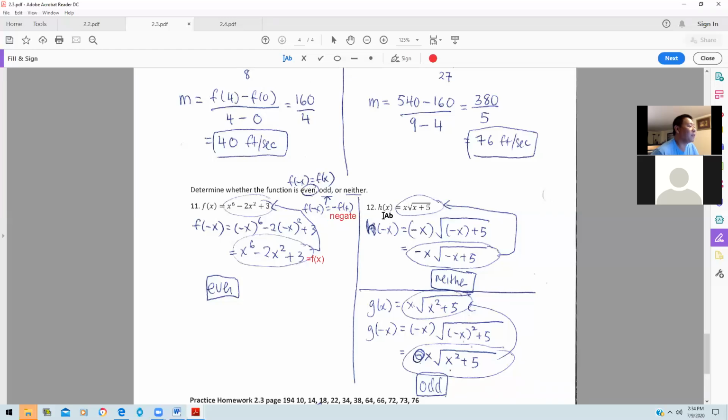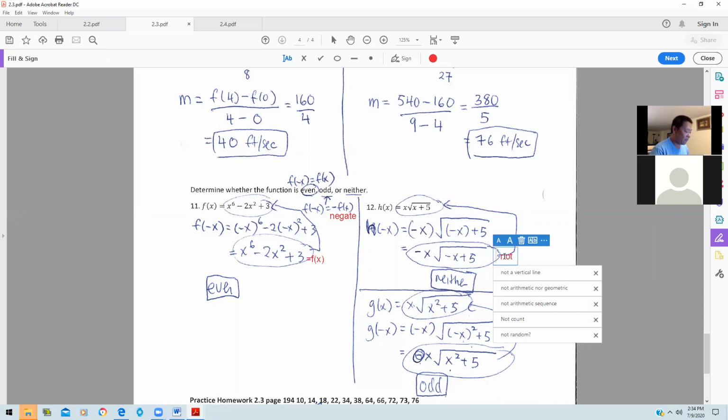Okay. Next, for question 12, you plug in negative x. So you put negative x in for x here. So you get the square root of negative x plus 5. This is not the same as f of x, because f of x doesn't have the negative on it. And this is also not the same as negative f of x. The reason why this is not the same as negative f of x is because of your square root here. The outside is good, it has a negative, but inside, this is x, this is negative x. So this is not f of x, and not negative f of x.